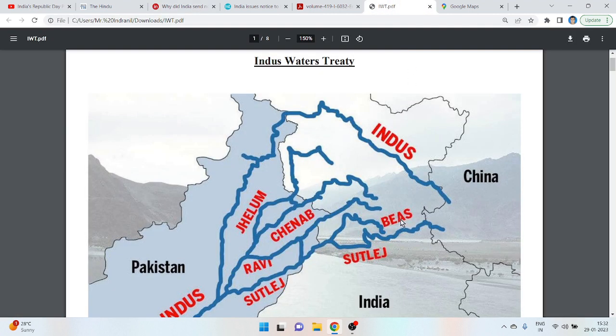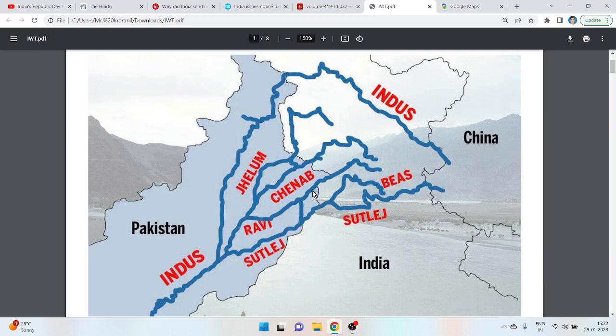If you look at this map, the eastern rivers, that is Ravi, Beas, Satluj, are controlled by India. So suddenly India cannot stop the river by constructing a dam. It would seriously affect Pakistan. So there is a gap between the signature and implementation of the treaty, nearly 10 years, so that Pakistan can also manage for the future. So that is the case.